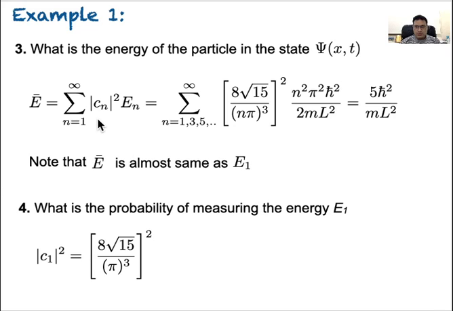Okay, so now you know what is the probability of measuring the energy E1. It means that you have to take the modulus square of this coefficient, because this tells the probability of measuring a particular En. So for C1 square, you know the value of C1, because this is the general expression of Cn. Once you substitute 1 for the value of n, you will see that this is your C1 square. So this is the probability of measuring the energy E1.